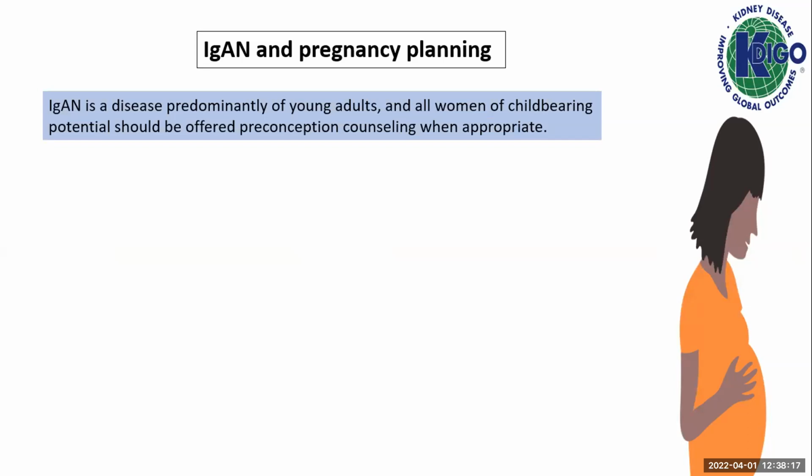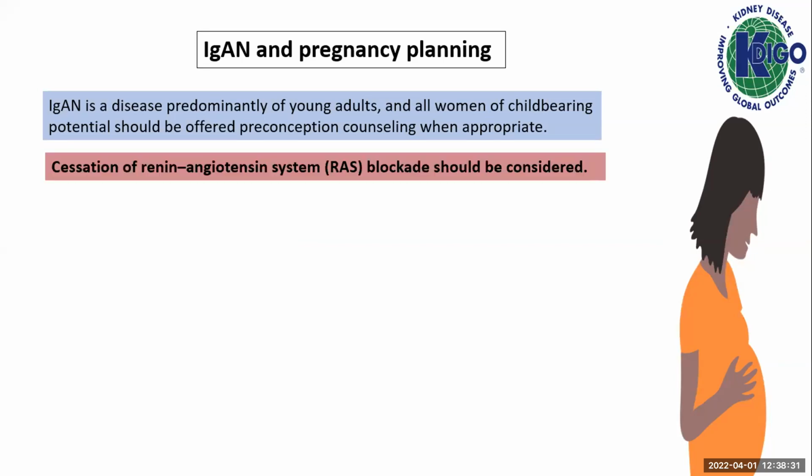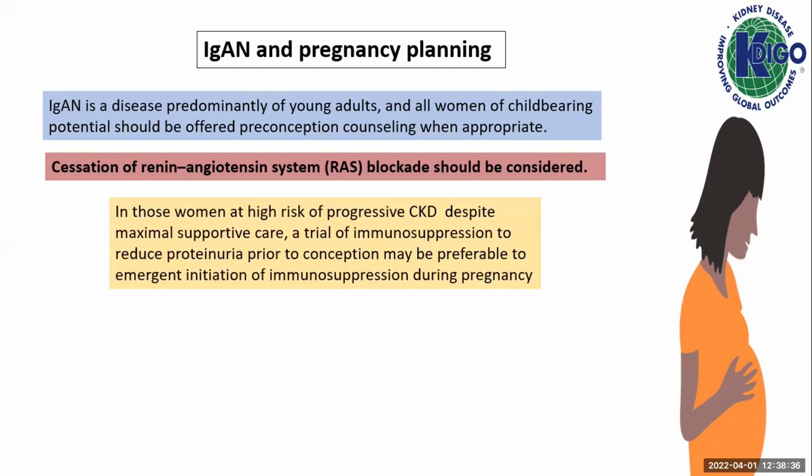And my last slide. Regarding pregnancy planning, because IgA nephropathy is a disease predominantly of young adults, all women of childbearing potential should be offered pre-conception counseling regarding the management of IgA nephropathy. Cessation of RAS blockers should be considered, and in those who are at high risk for progressive CKD despite maximal supportive care, a trial of immune suppression to reduce proteinuria prior to conception may be preferable to emergent initiation of immune suppression during pregnancy. And thank you.